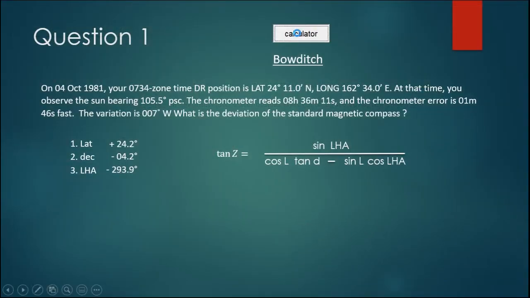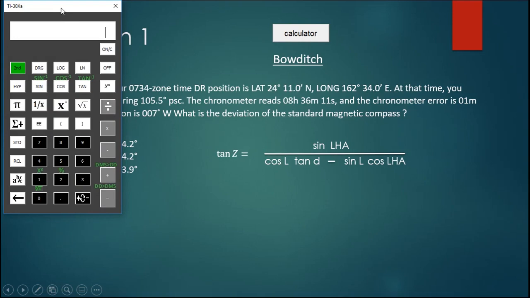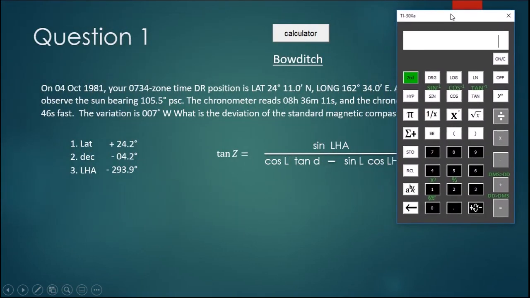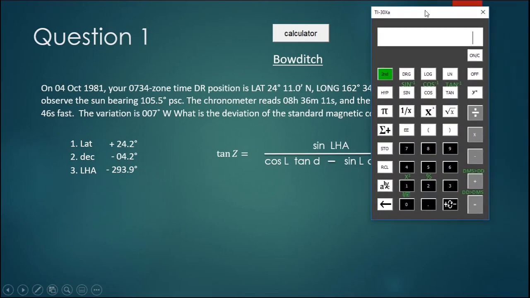So again, we're using the Texas Instruments 30XA. And here's where it gets a little important that we're all using the same calculator on this. There's only certain calculators allowed in the exam room. This 30XA is one of the ones allowed in the exam room. And so the first thing we're going to do, you have these 3 numbers from lesson 6B, and we're going to store these numbers in the memory of the calculator, and this is how we do it.